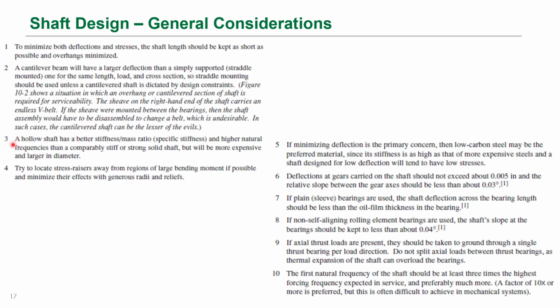A hollow shaft has better stiffness to mass ratios, or specific stiffness ratios, and higher natural frequencies. That's desirable when we talk about shaft design, because we want to avoid the natural frequencies, which we'll talk about in the next lecture. But usually, believe it or not, having a hollow shaft, even though you have more material, is actually more expensive because of the manufacturing processes required to give you that hollow shaft.